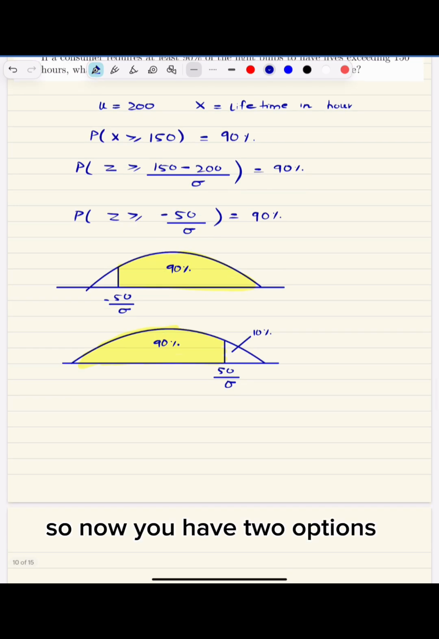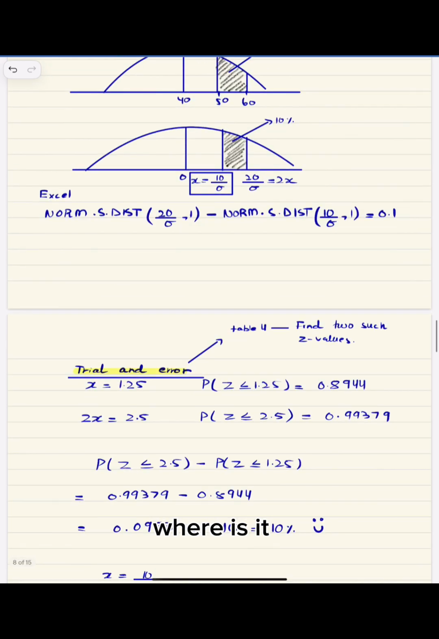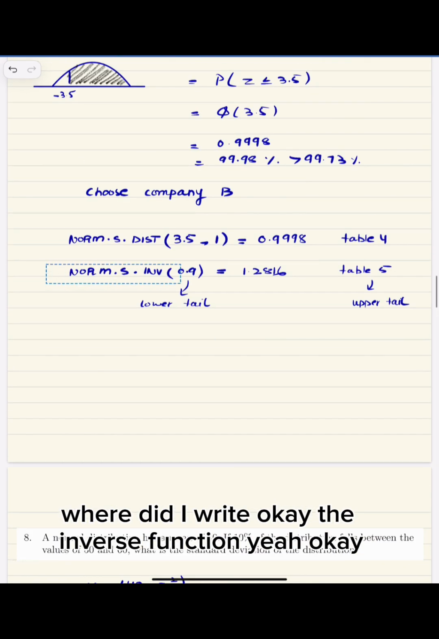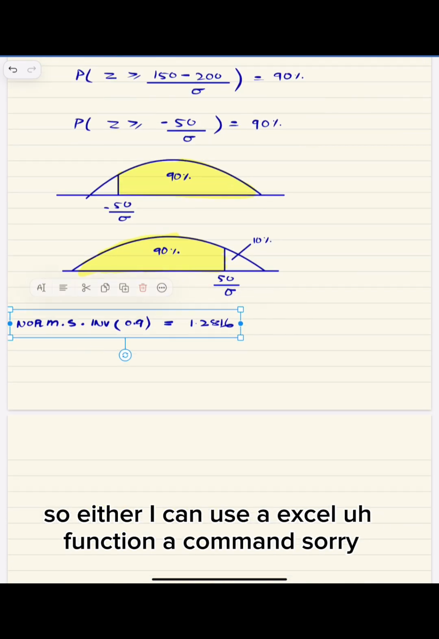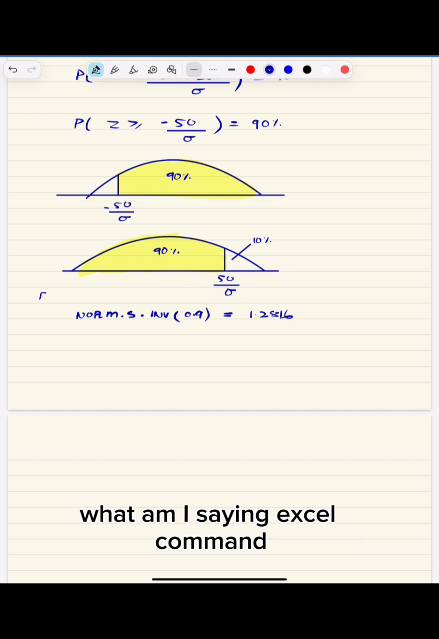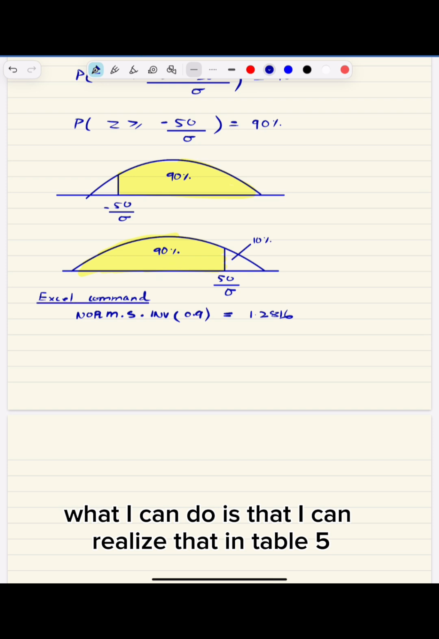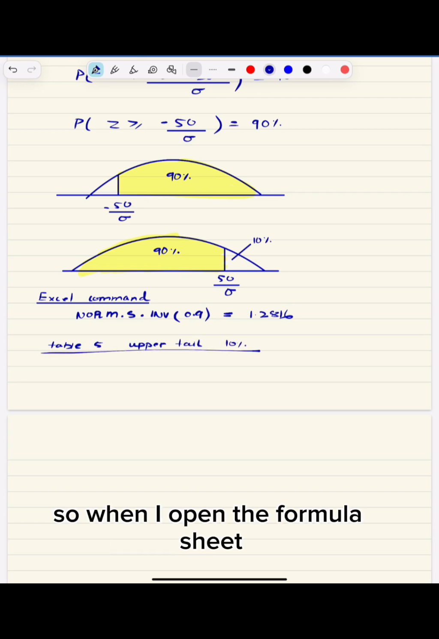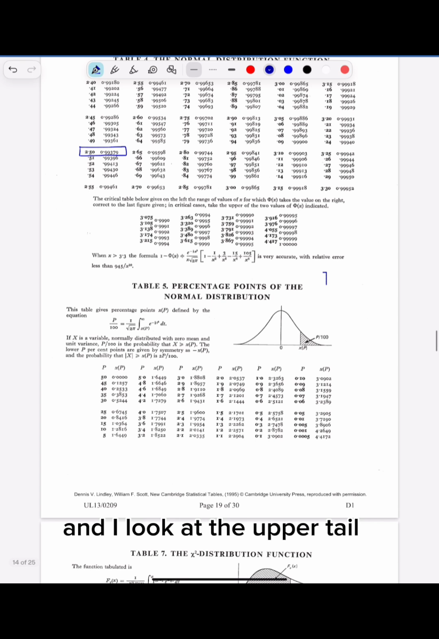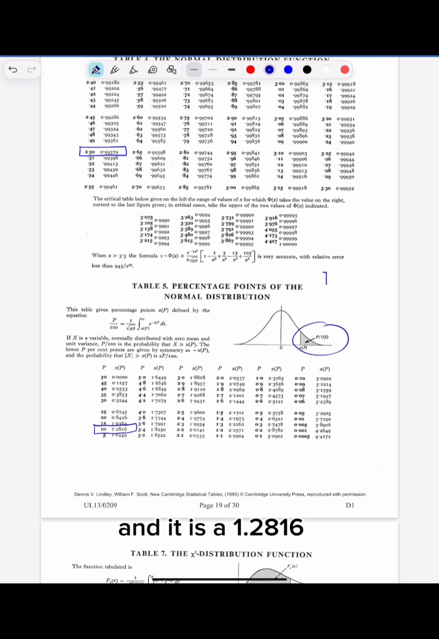So now you have two options. Either you can use the inverse function, an Excel command, or you can realize that in table 5, the upper tail probability is going to be 10%. So when I open the formula sheet and look at the upper tail given by 10%, I just look for the value here, and it is 1.2816.